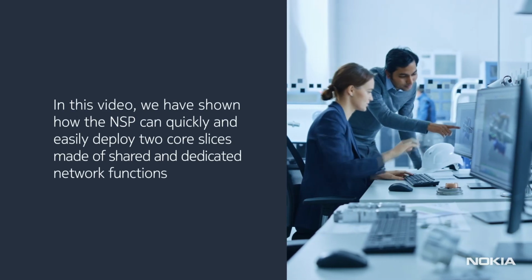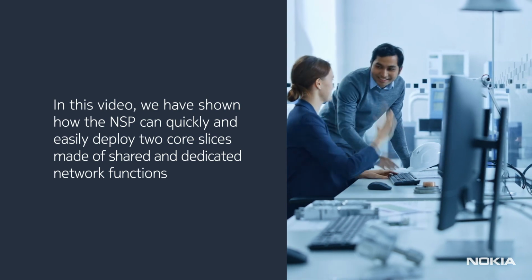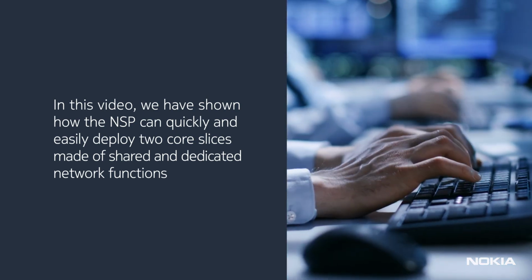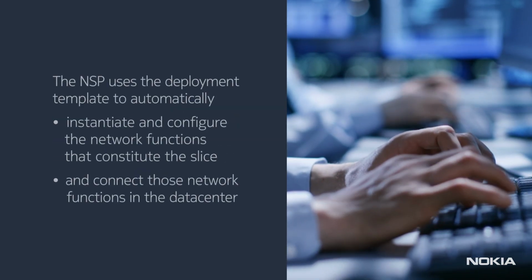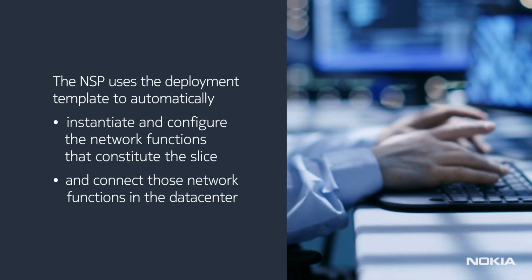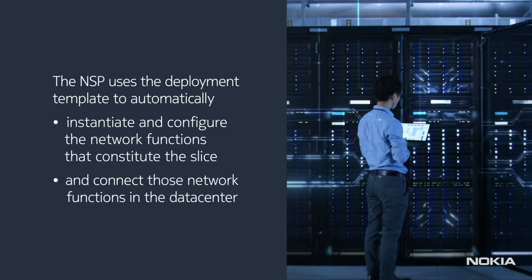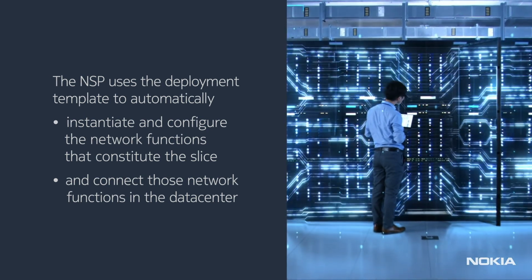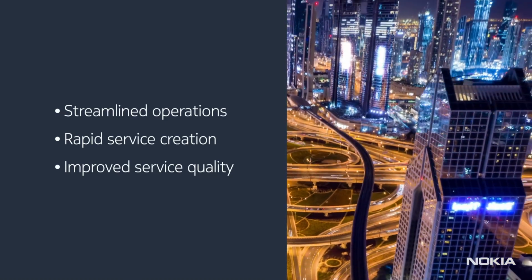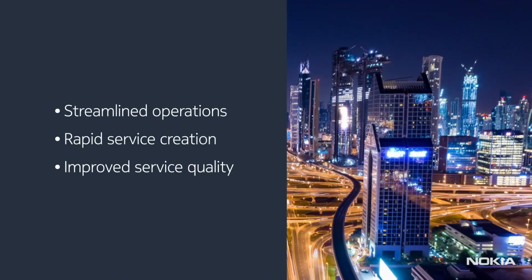In this video, we have shown how the NSP can quickly and easily deploy 2 core slices made of shared and dedicated network functions. Each core network slice is created through the click of a button. The NSP uses the deployment template to automatically instantiate and configure the network functions that constitute the slice, and connect these network functions in the data center. This level of automation effectively streamlines operations to meet expectations for service velocity, to reduce errors, and to improve service quality.